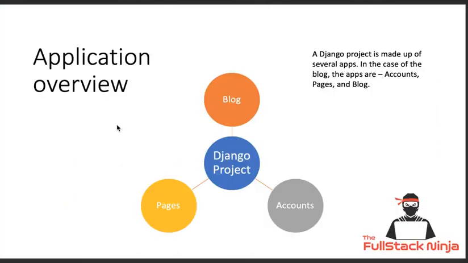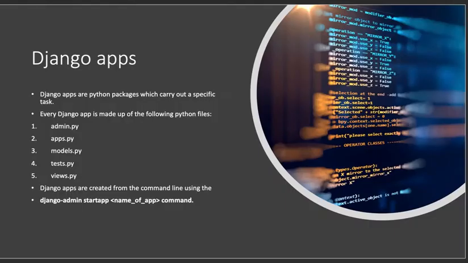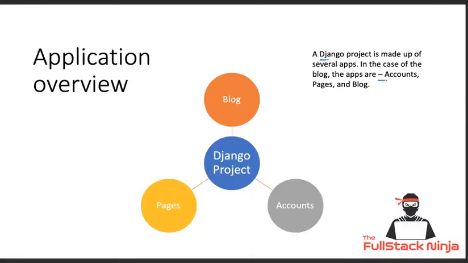This chart just shows the application overview. A Django project is made up of several apps. In the case of the blog app, the apps are the accounts app, the pages app, and the blog. So what's a Django app? Django apps are Python packages which carry out a specific task. If we look at this, for example, the accounts app handles creating the user model, login and logout functionality, and things related to the user model.